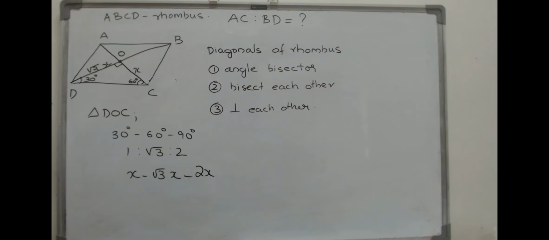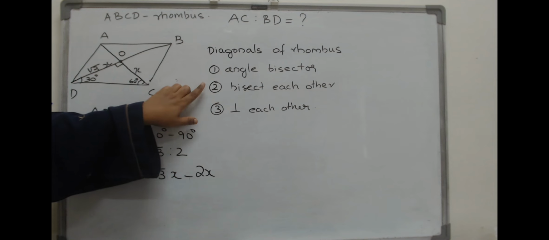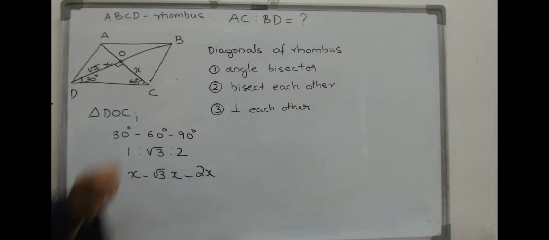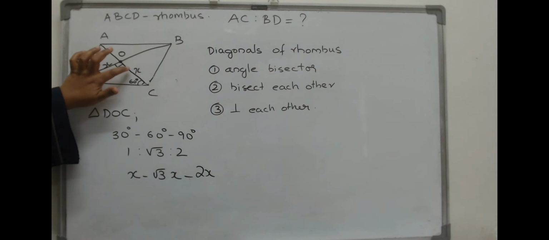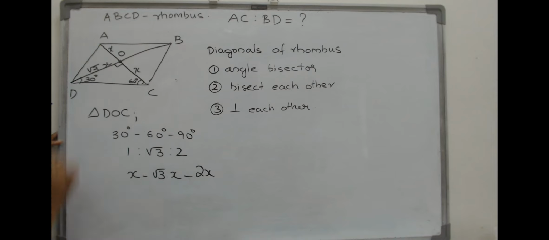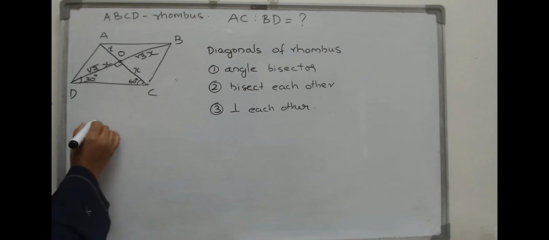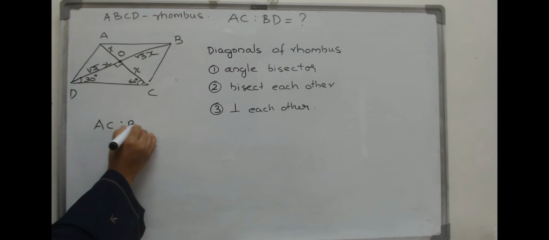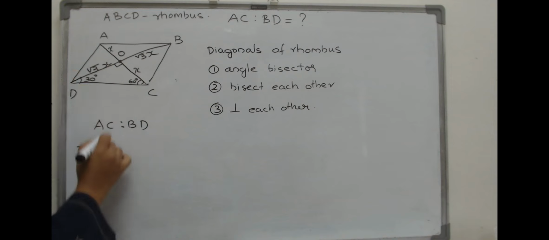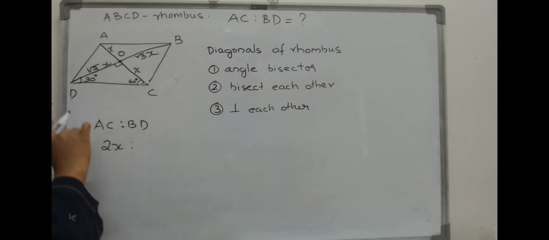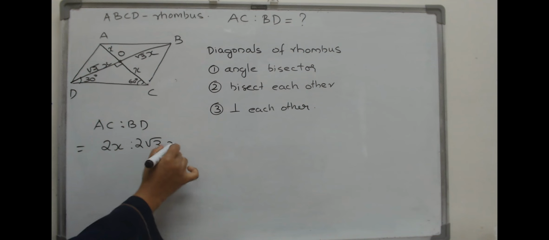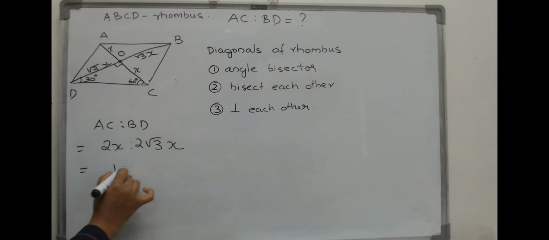Now we come to the last and the final property. What is it? They bisect each other, or in other words, they cut each other into two equal parts. That means if you have an x here, you have an x here. If you have a root 3x here, you have a root 3x here. That means AC is to BD is how much? AC will be 2x and BD will be 2 root 3x, and dividing throughout by 2x, we get such a ratio. This is the answer that we were looking for.